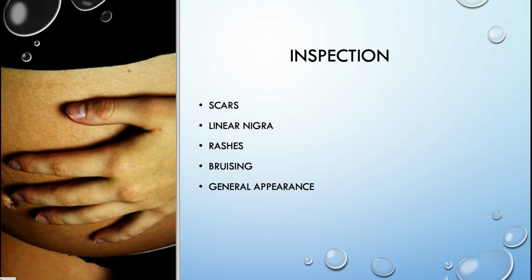The linea nigra is a natural line that has formed, a darkening of the skin pigmentation that forms along the centre of the pregnant abdomen. It's quite normal. Some women do have it, some women don't. Darker in some women, lighter in others.